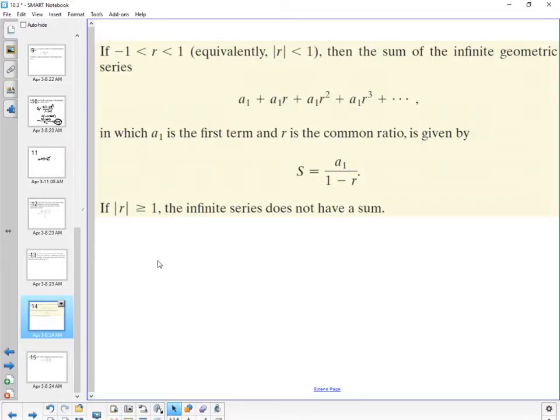This is the sum of an infinite geometric series. Dot, dot, dot, that means it goes on forever. Well, that's just the end of the sentence. Understand that an equation is an expression, and that's the end of the expression, therefore it's a period.